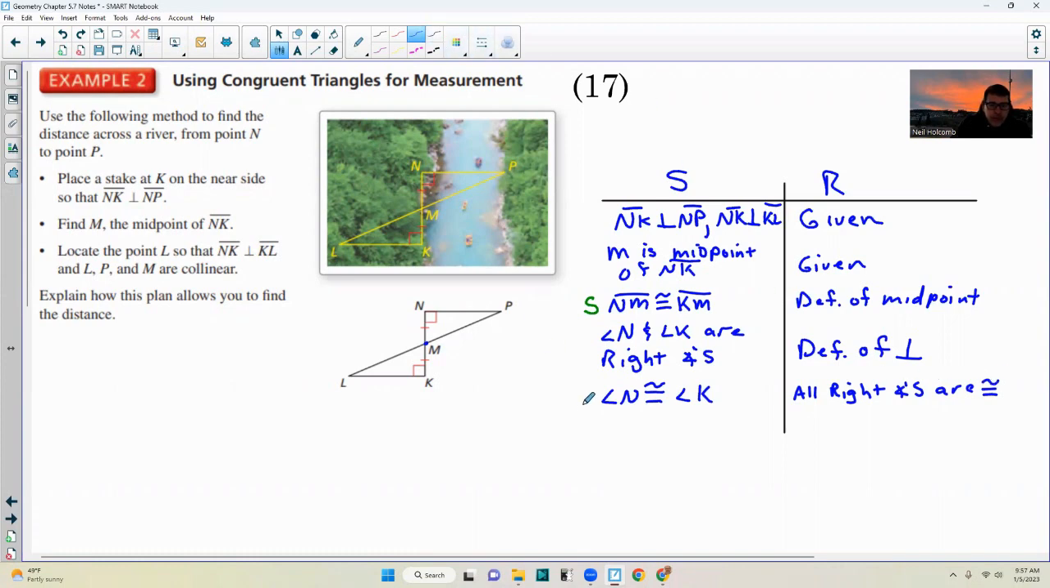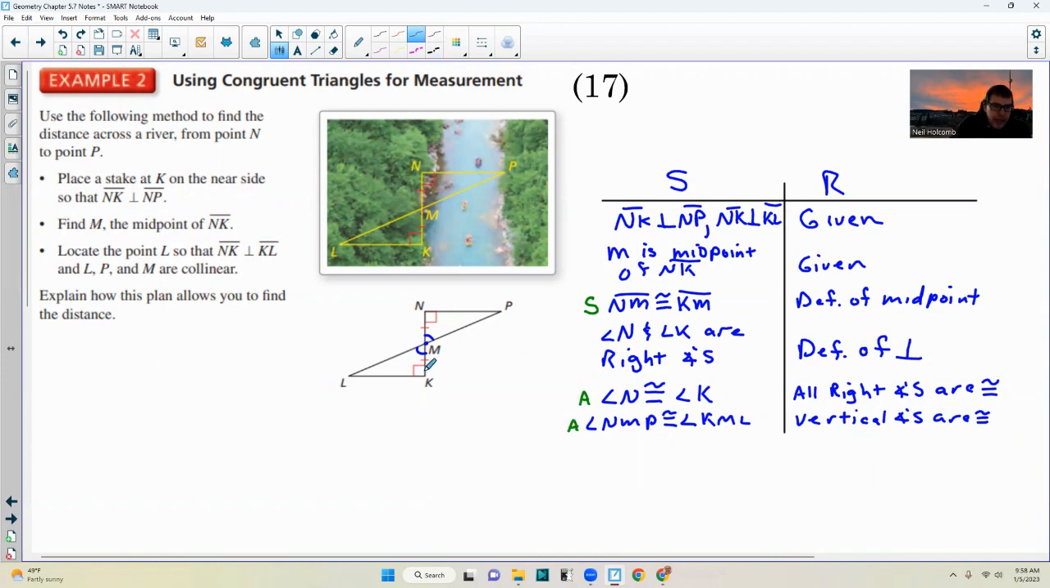Okay, so now I have a pair of angles. So I have an angle here congruent to this, side congruent to this side. And the last thing I can do is, since these two lines are straight lines and they intersect, we have vertical angles. So angle NMP is congruent to angle KML. And it's because they're vertical angles. Okay, vertical angles are congruent. And so that is a pair of angles.